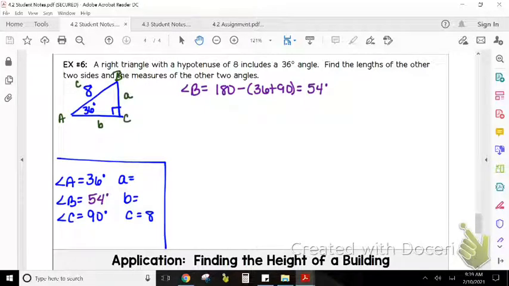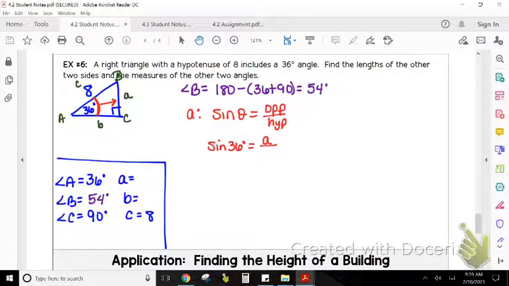All right, so if I want to find side A, well, if I stick with what they gave us, they gave me this angle and they gave me the hypotenuse. A is opposite. So opposite and hypotenuse is sine. So I could use the fact that sine of theta is equal to opposite over the hypotenuse to help me solve this. So I'm going to plug in what I know. The angle that I'm using is 36 degrees. Sine, opposite was labeled A and the hypotenuse is 8. And so we're just going to solve this.